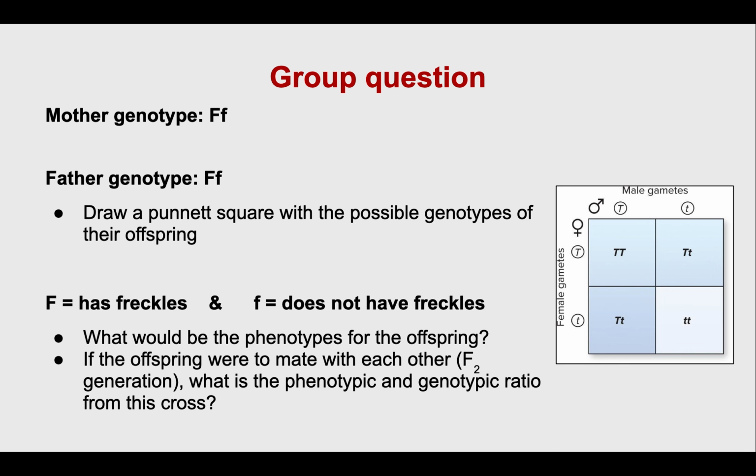25% are going to have big F, big F. 25% are going to be little f and little f. 50% is going to be big F, little f. The easier way to say that is a 1 to 2 to 1 ratio. Let's end here today, and we will finish this lecture on Friday.